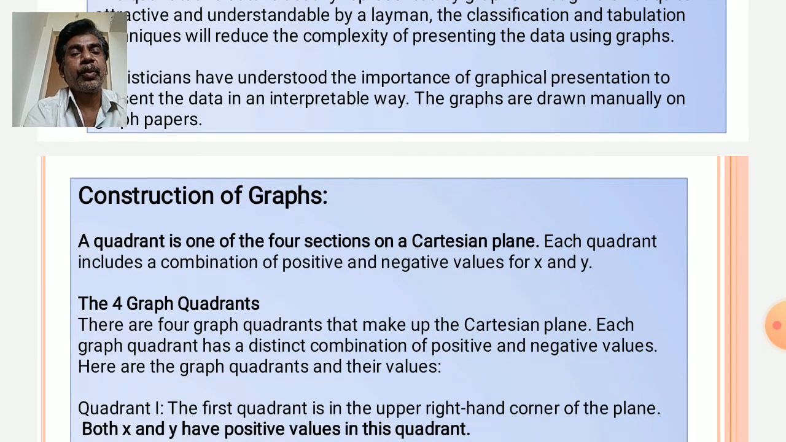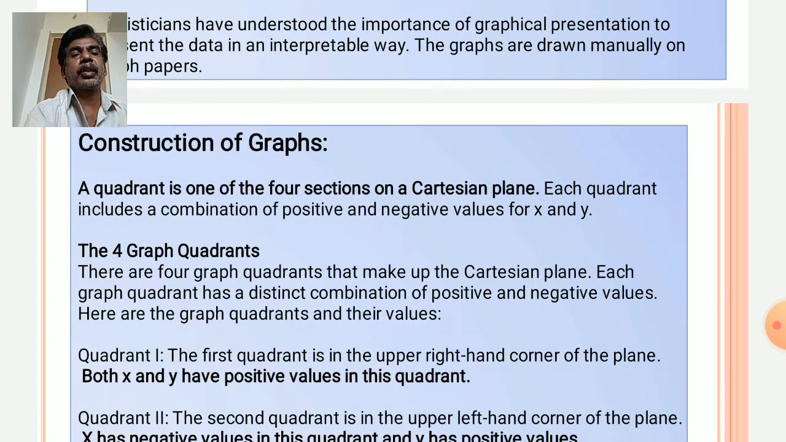So graphs are statistical methods or tools which are used for presenting statistical data. Now, construction of graphs: how to construct graphs, and what measures are to be taken while constructing graphs.